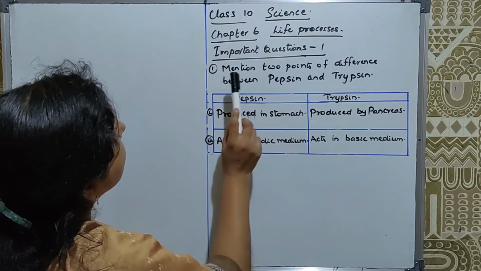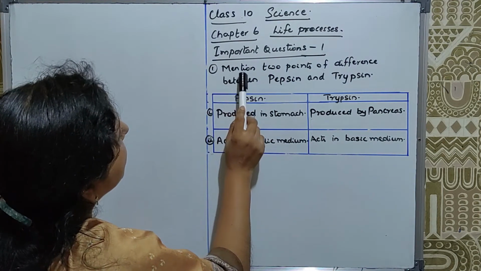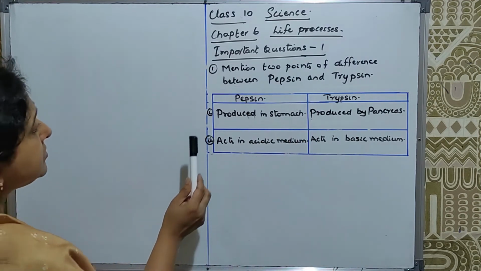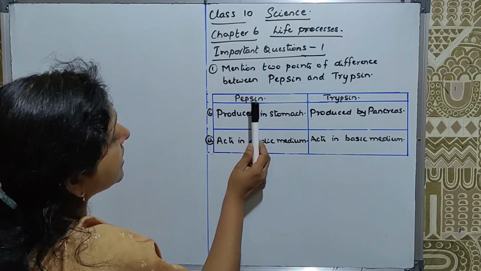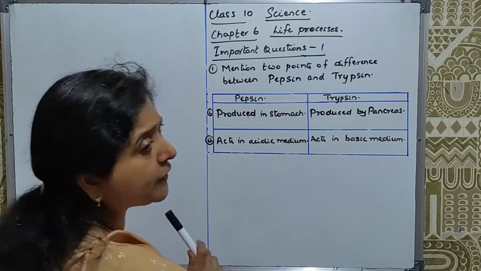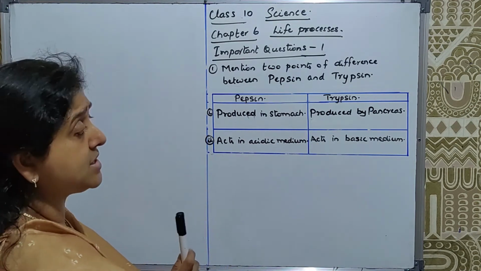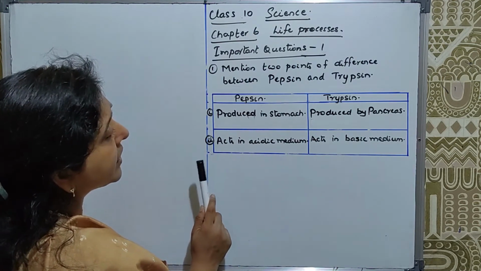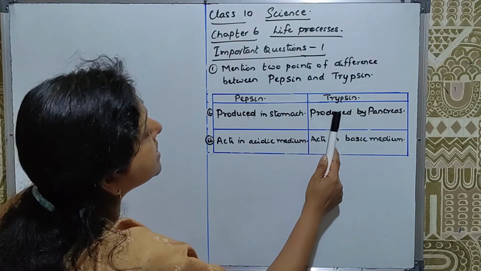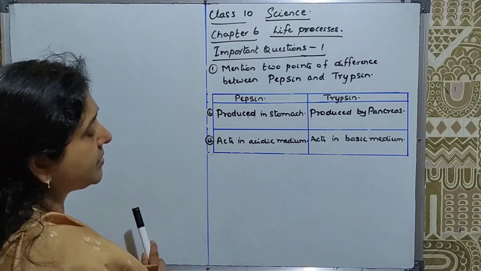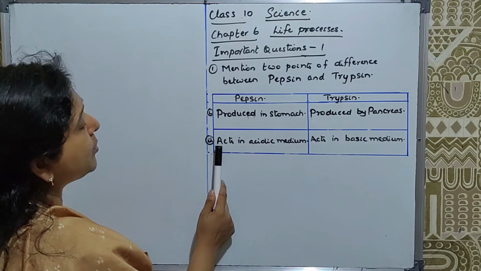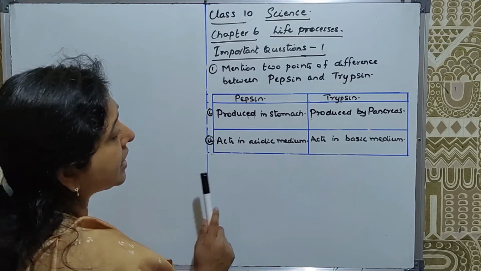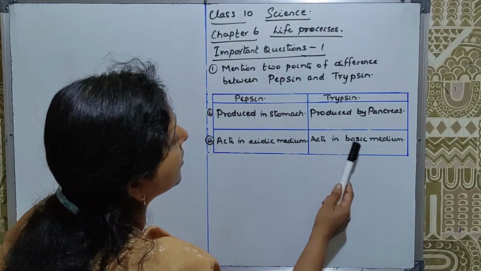Important questions 1. The first one: mention 2 points of difference between pepsin and trypsin. Pepsin and trypsin are both protein digesting enzymes. Pepsin is produced in the stomach and trypsin is produced by the pancreas. Second point, pepsin acts in the acidic medium and trypsin acts in the basic medium.